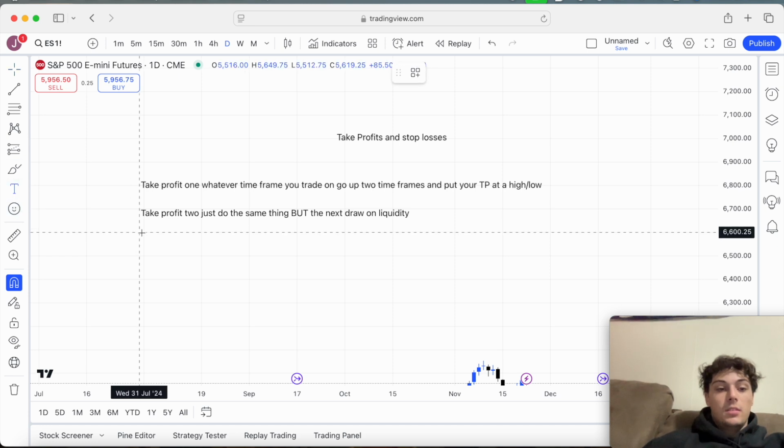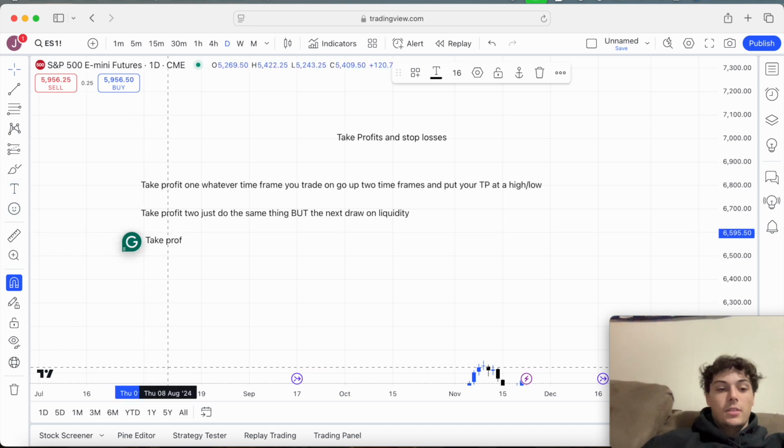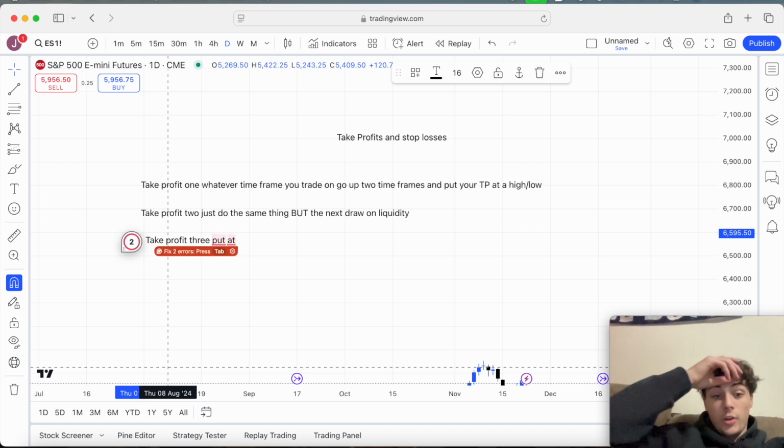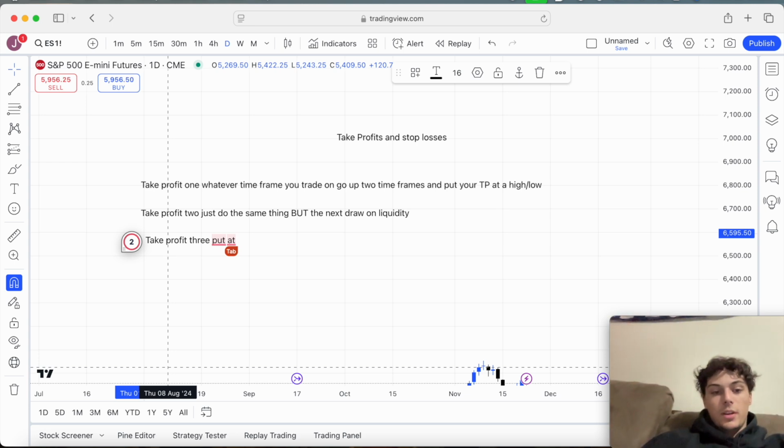And then take profit 3, put at, oh gosh, why can't I think of it? So you either put it at the 3rd time frame of whatever you're trading on. Yeah, I'm just gonna say that. Put it at the 3rd time frame of what you are trading or what you are executing on.